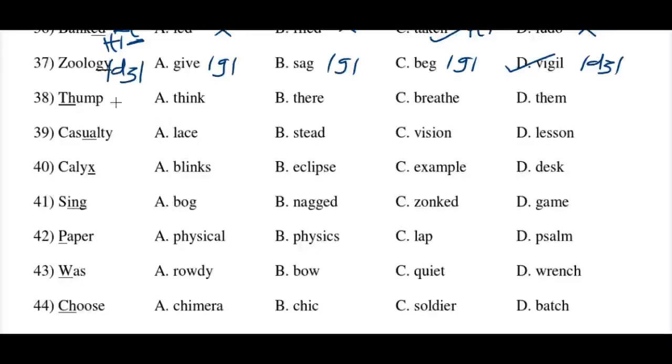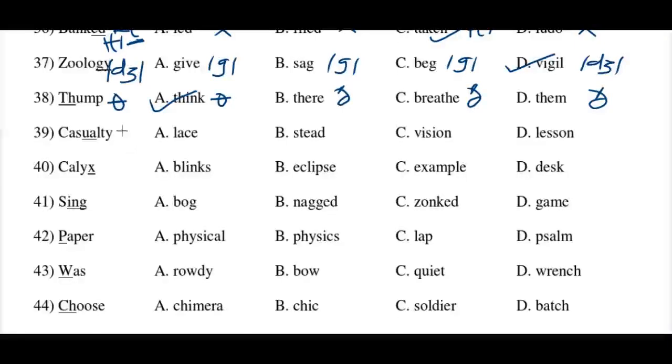Then 38, thump. The underlying sound is this, thump. A, think. B, there. C, breathe. D, them. The correct answer is think.